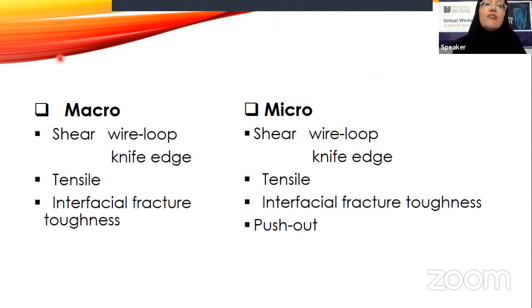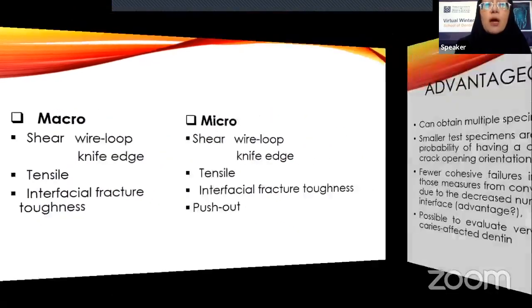We have two different kinds of adhesion tests, as I told you, macro and micro. For each one, we have different forms according to our assembly or loading direction: shear, tensile, and also interfacial fracture toughness. Both macro and micro have all of these test methods. Fortunately, we have accessories for doing all of these test methods in our department.